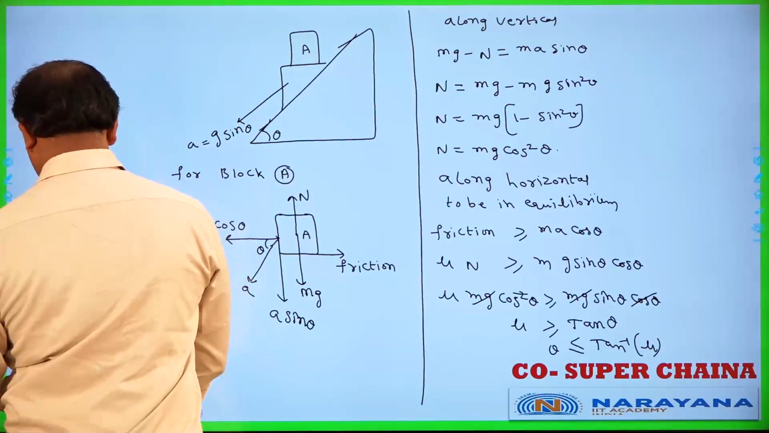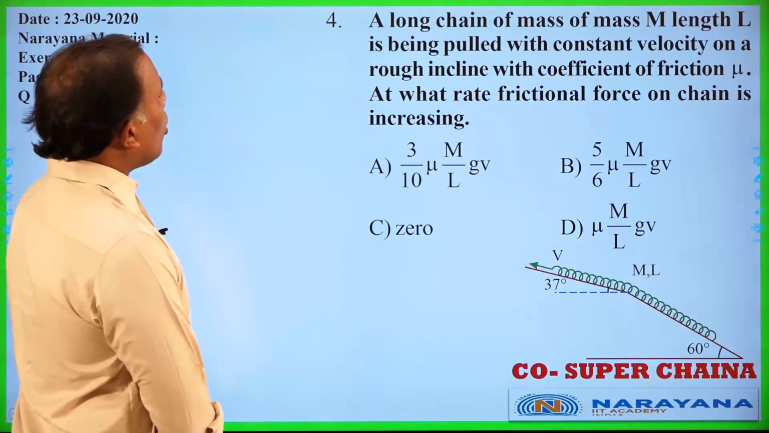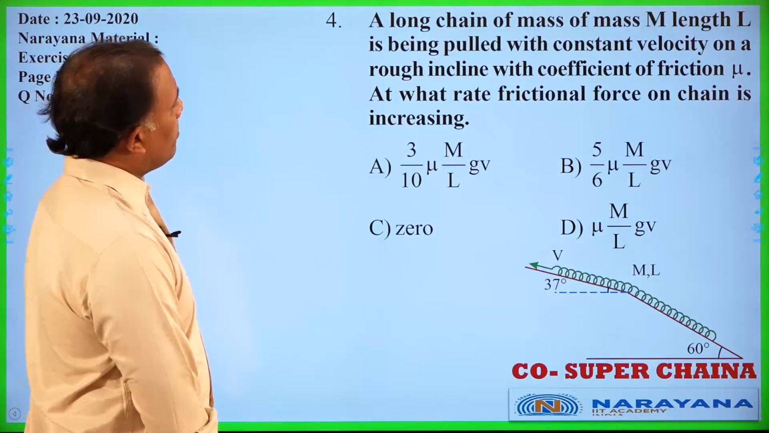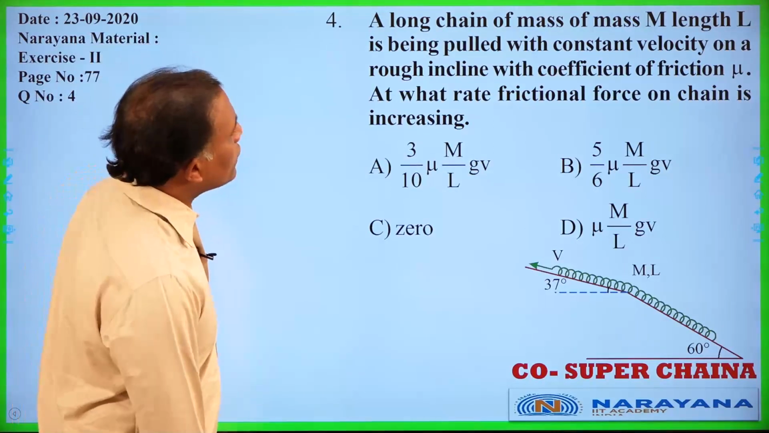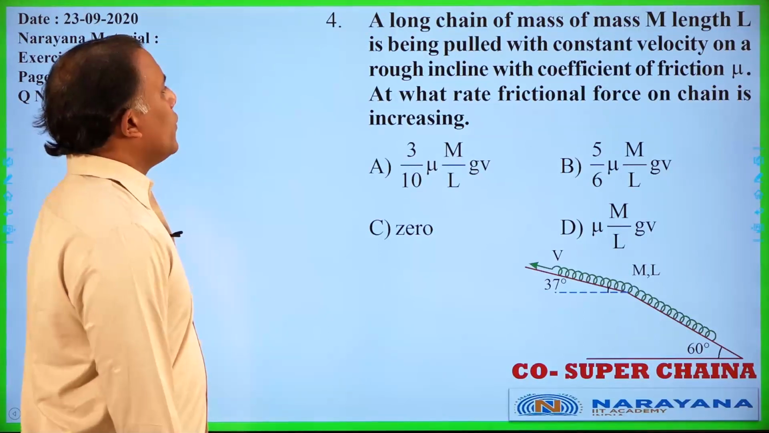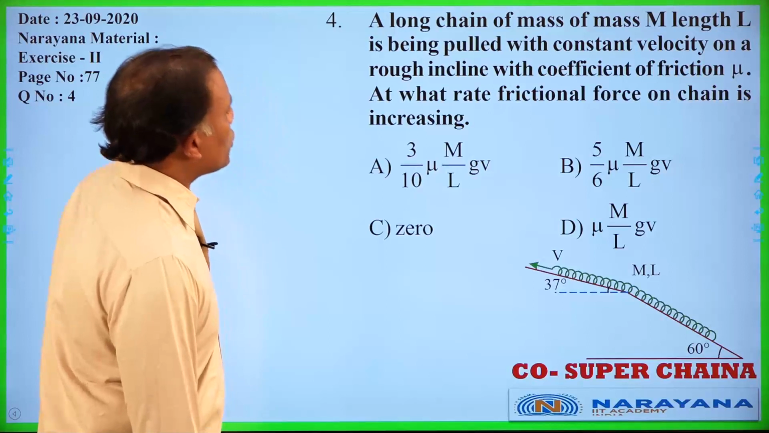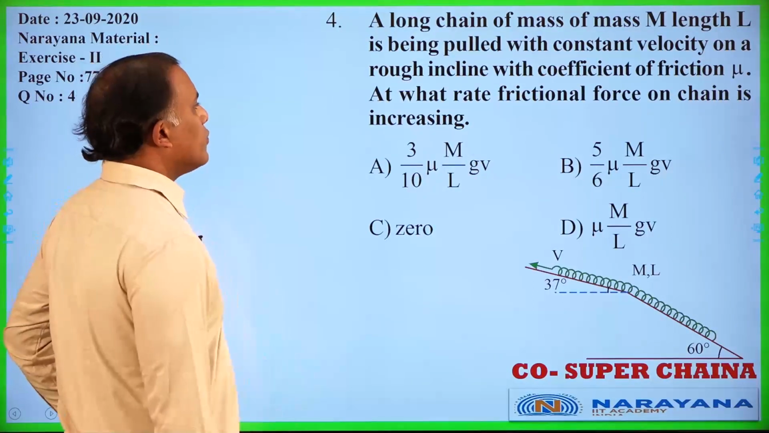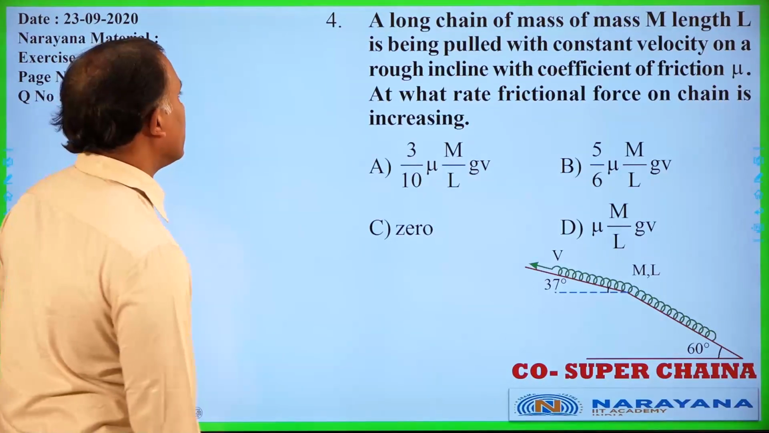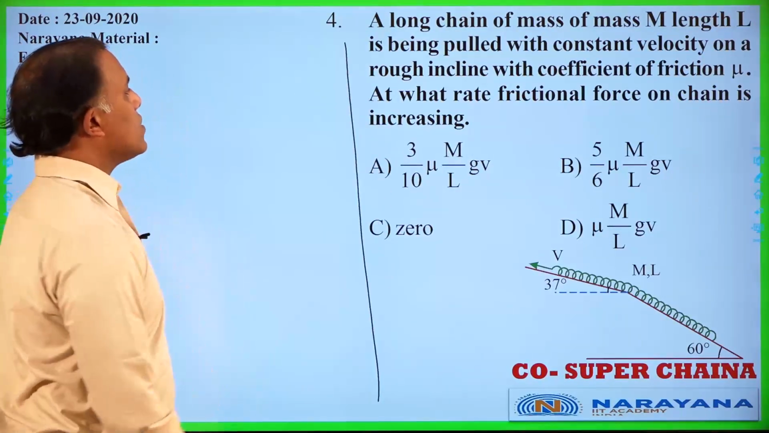Yes, thank you so much. Next question we'll see. Yes, this is another question. A long chain of mass m, length L, is being pulled with constant velocity on a rough inclined plane with coefficient of friction mu. At what rate is the frictional force on the chain increasing? At what rate frictional force is increasing, he is asking.